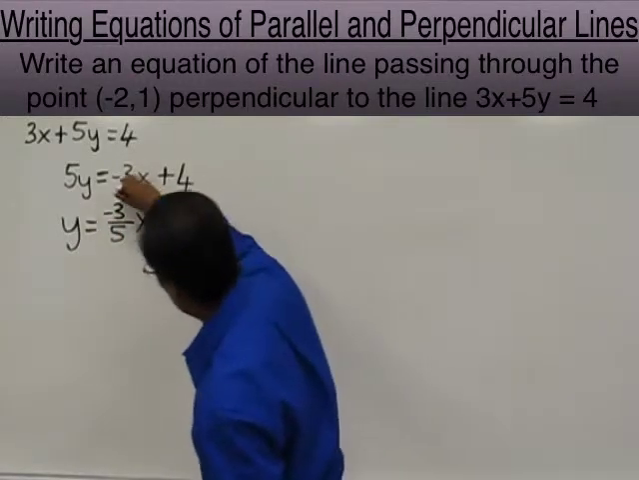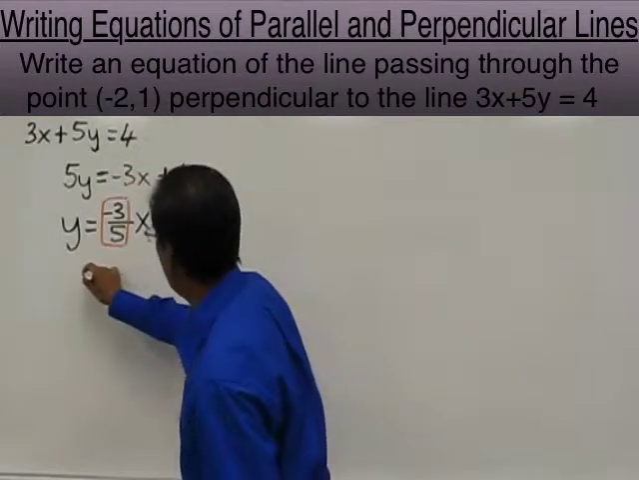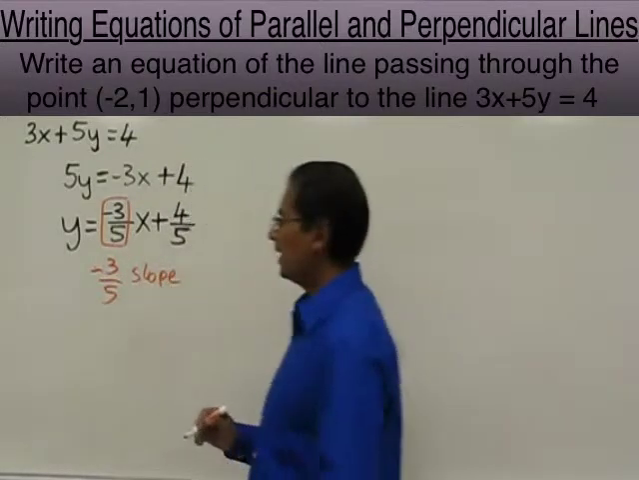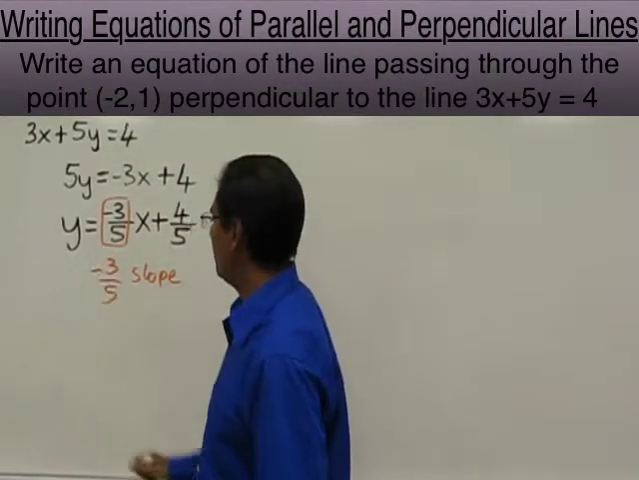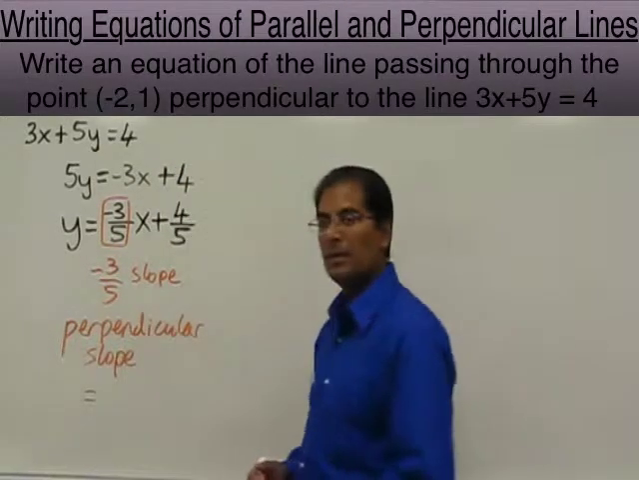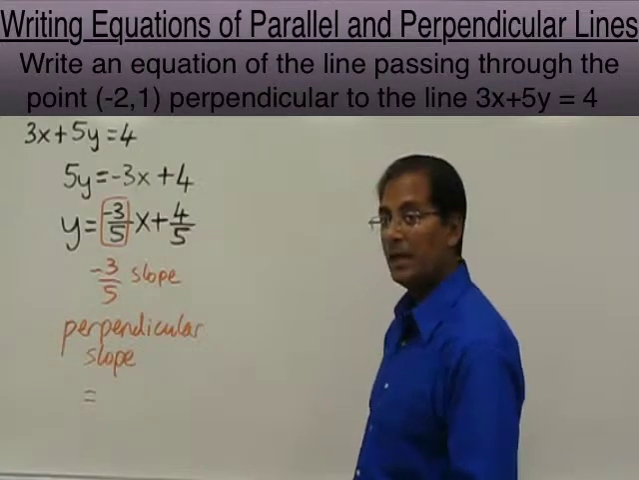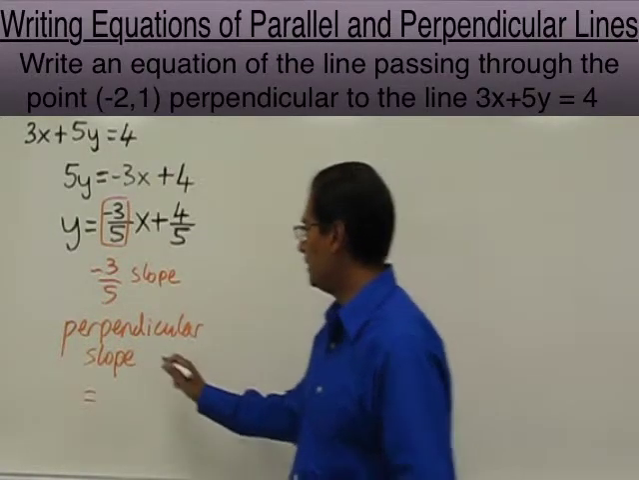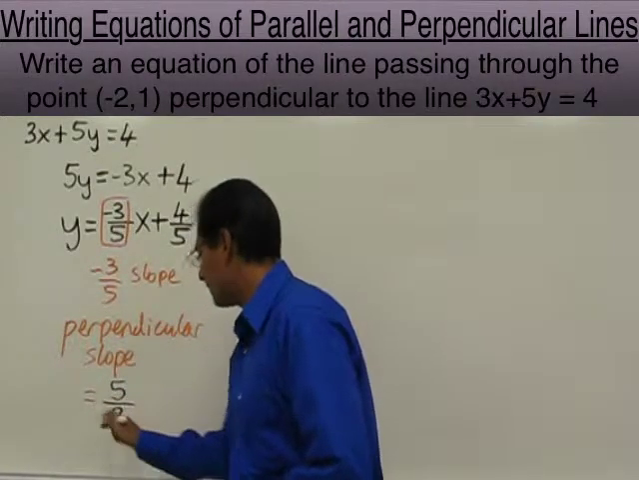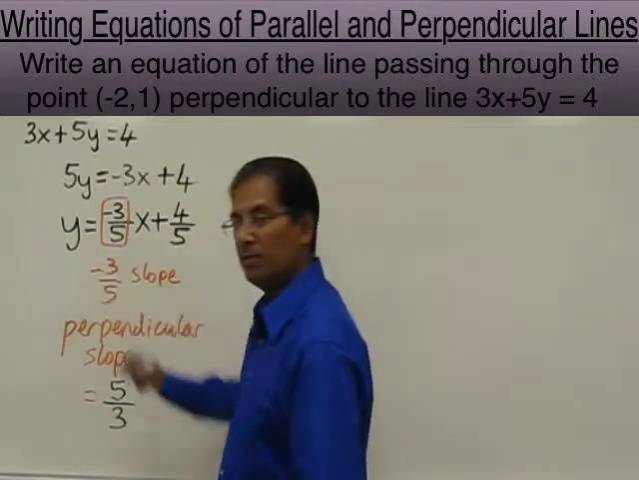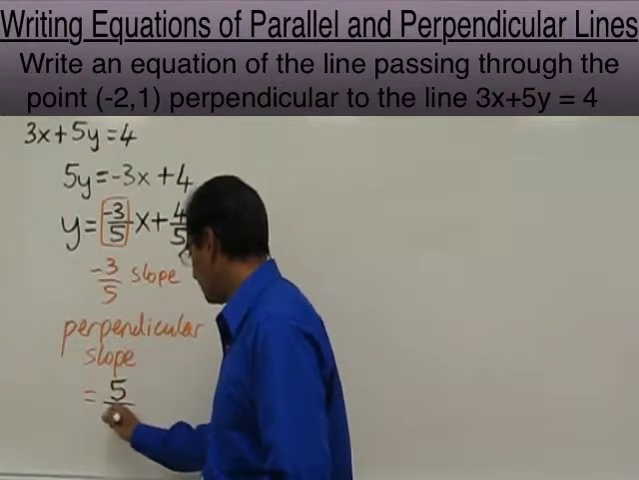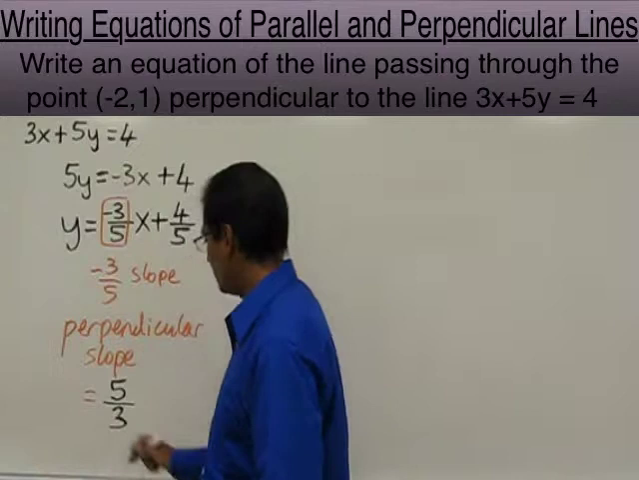Now we can see our slope is negative 3/5. This is our slope. We want the perpendicular slope. So the perpendicular slope is the negative reciprocal. In other words, I flip this, so we get 5 over 3, and we take the negative of that. Well, a negative times a negative gives you a positive. So the slope we want is 5/3. That's the slope of the perpendicular line.